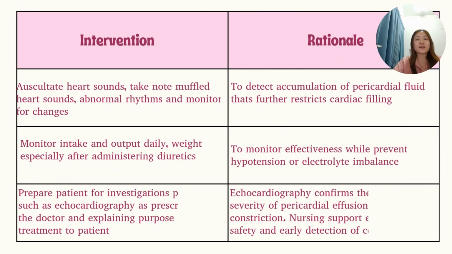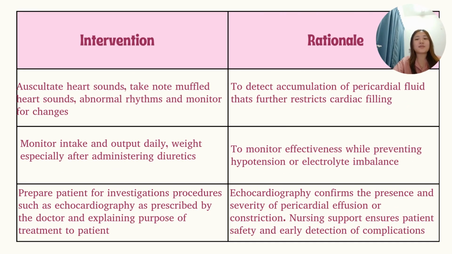For the fourth one, auscultate heart sounds, take note of muffled heart sounds and abnormal rhythms, and monitor for changes. This is to detect accumulation of pericardial fluid that further restricts cardiac filling. The fifth one, monitor intake and output daily, and weight, especially after administering diuretics. This is to monitor the effectiveness while preventing hypotension or electrolyte imbalance.